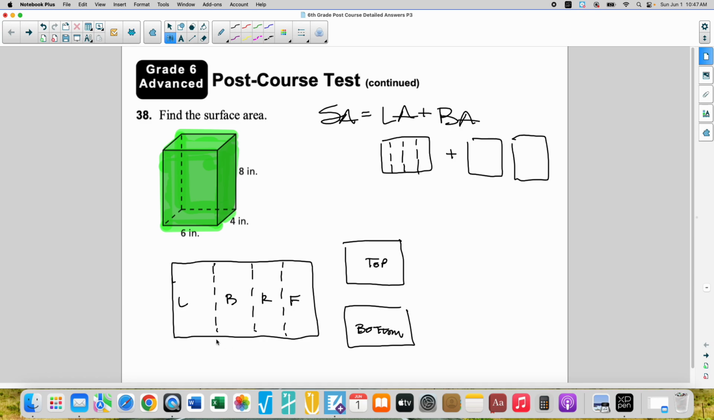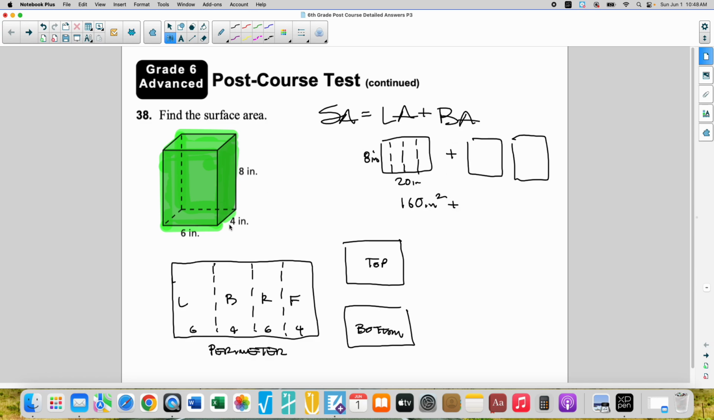How do we find this? Well, this actually ends up being the perimeter around the object. The perimeter, because it's going to be 6, 4, 6, and 4, because it goes 6, 4, 6, 4. So the base of this rectangle is going to be 6 plus 4 plus 6 plus 4, or 20 inches. And then the height of it is going to be 8 inches. So it's the perimeter times the height. So P times H. Oftentimes you will see that substituted in for lateral area: the perimeter times the height of the object. And because this is a rectangle, it's base times height, so 20 times 8 is going to be 160 inches squared.